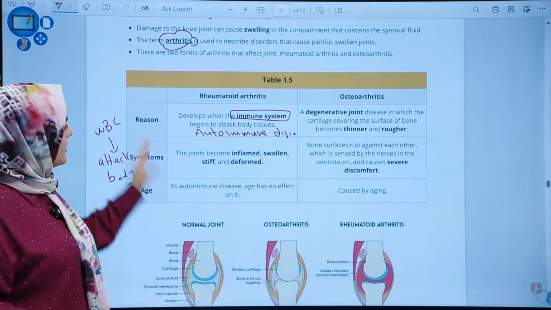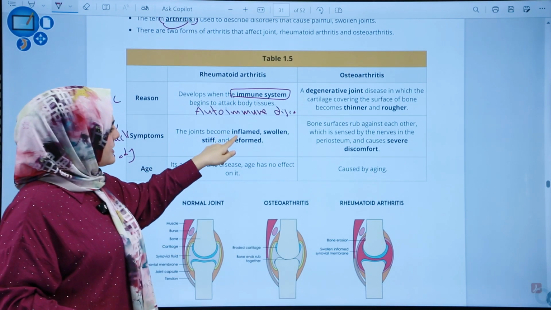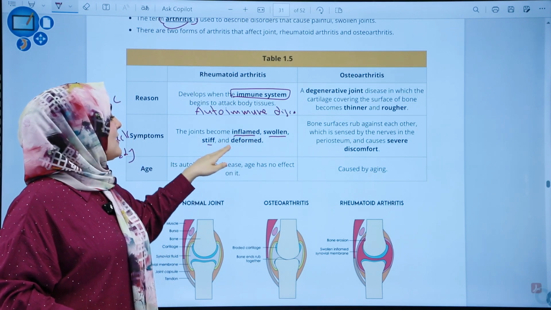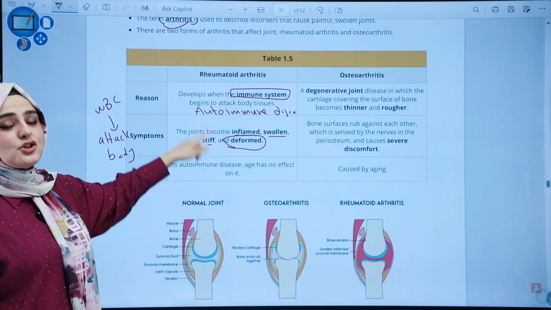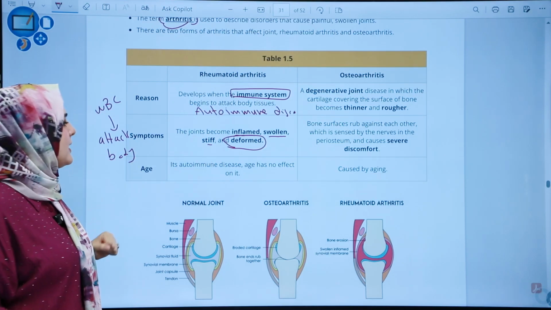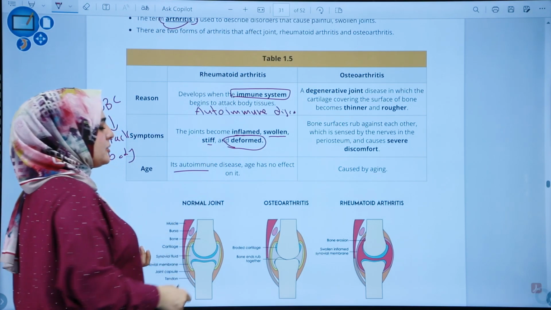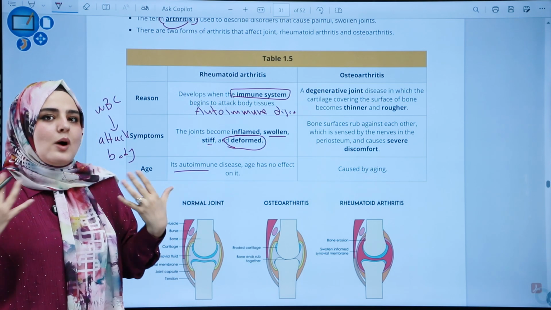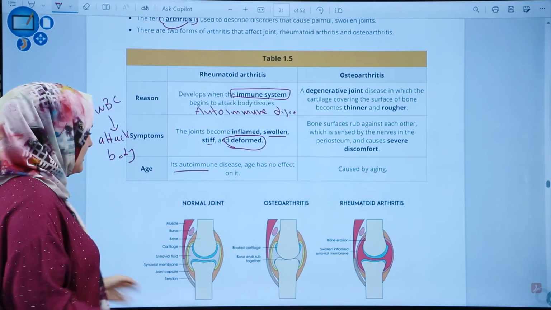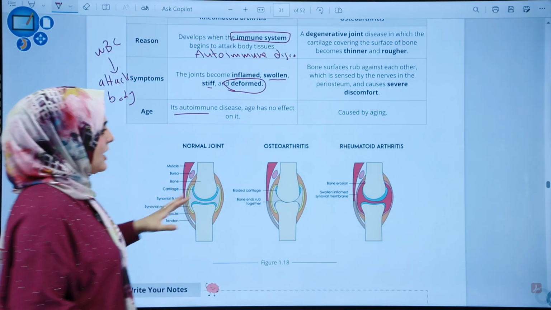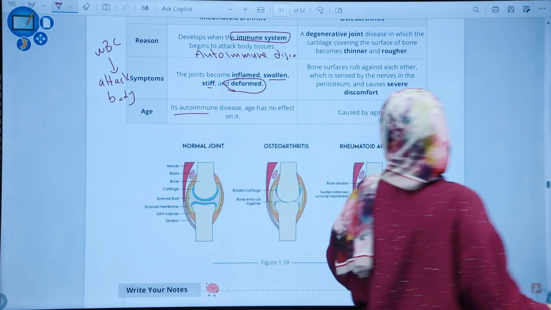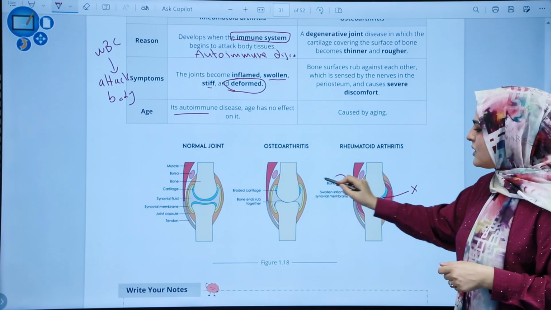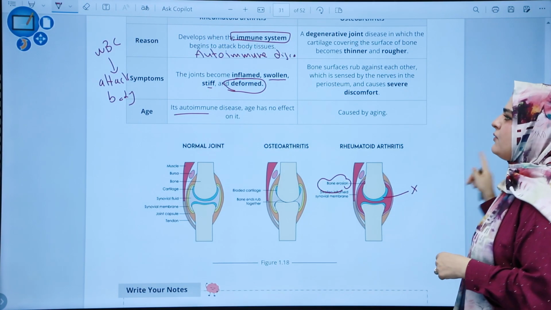Okay, good. So what happens when that occurs? It becomes inflamed, swollen, stiff, and deformed. This is a feature of rheumatoid, not osteoarthritis. Like we said, it's an autoimmune disease and has nothing to do with age. A kid could have it. Why? Because the white blood cells became aggressive and attacked it. If this is a normal joint, in a rheumatoid joint you will see it's swollen. It has nothing to do with the cartilage amount, but the bone is eroded and starts becoming deformed.